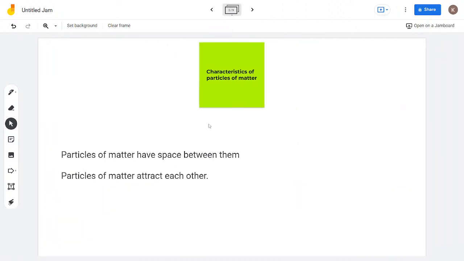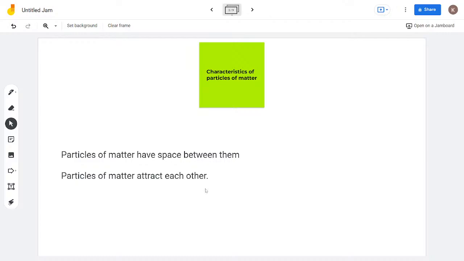Then our next subtopic is characteristics of particles of matter. It has been divided into two parts: particles of matter have space between them, and particles of matter attract each other. Particles of matter are continuously moving, so they possess kinetic energy, and when the temperature rises the particles move faster. So with the increase in temperature the kinetic energy of particles also increases.